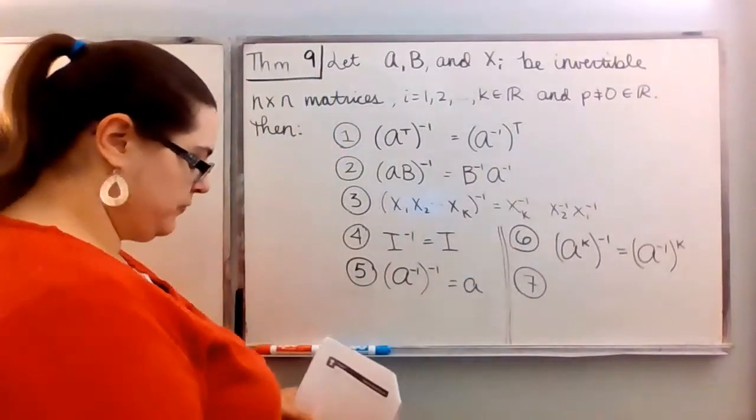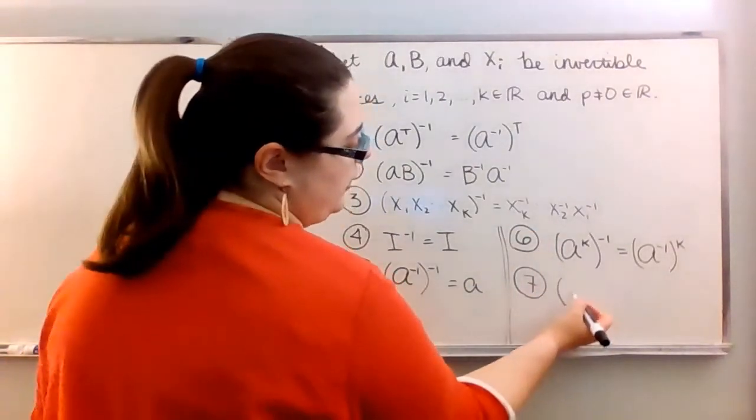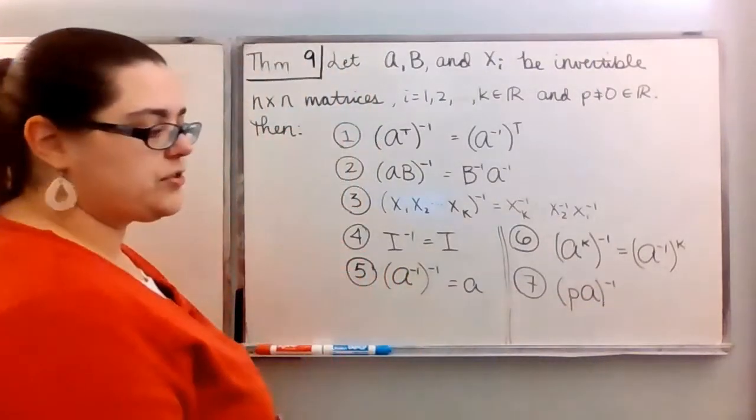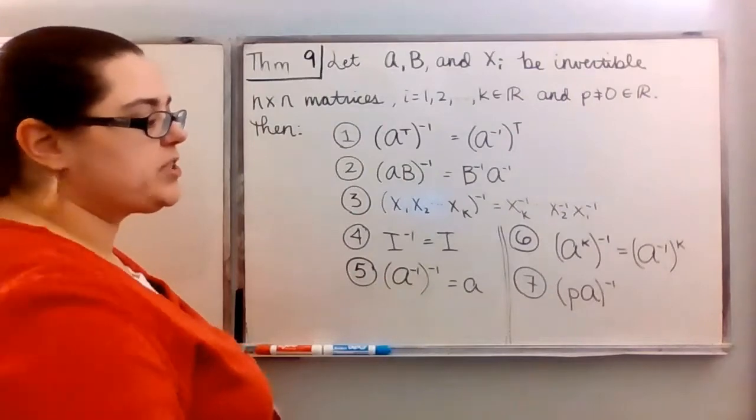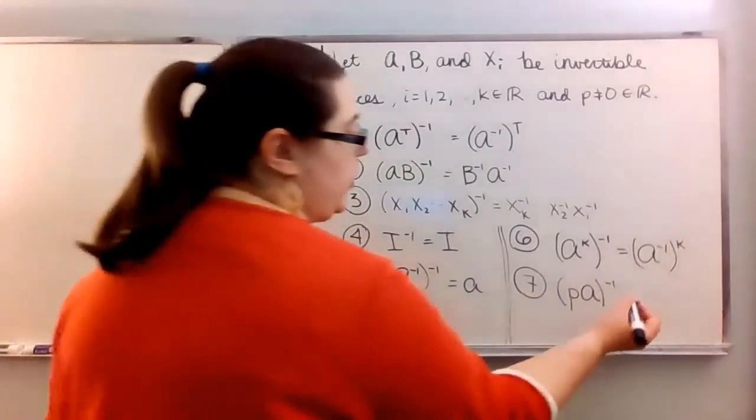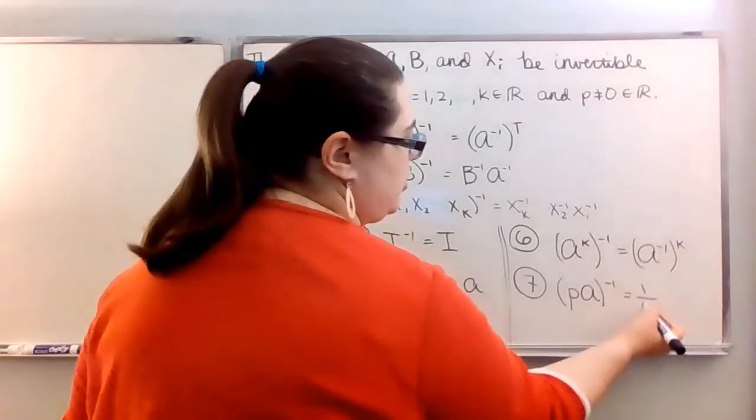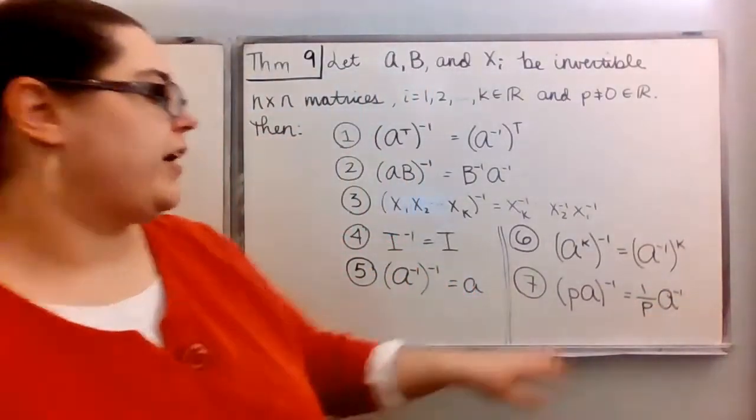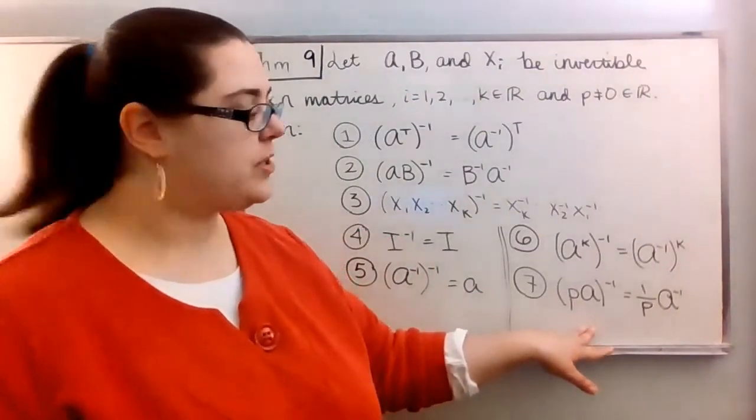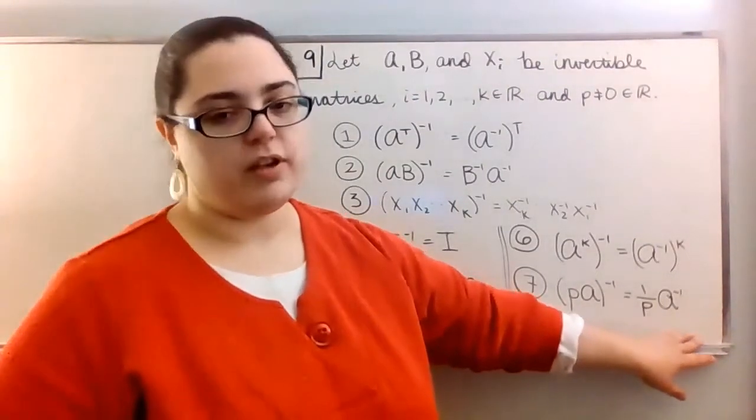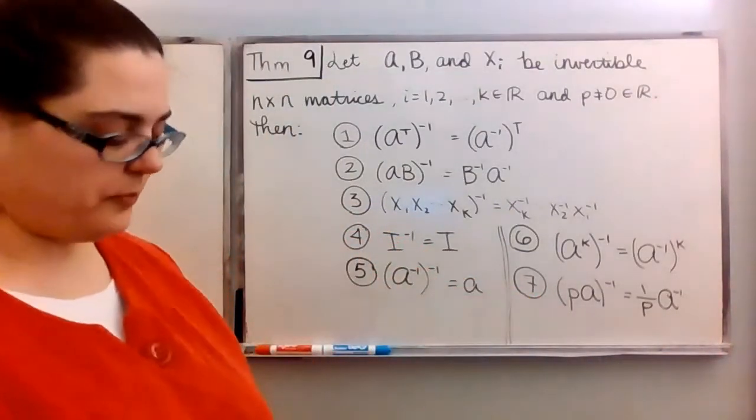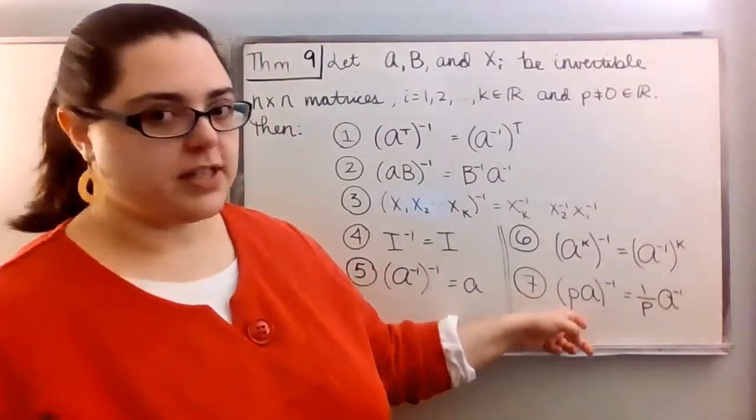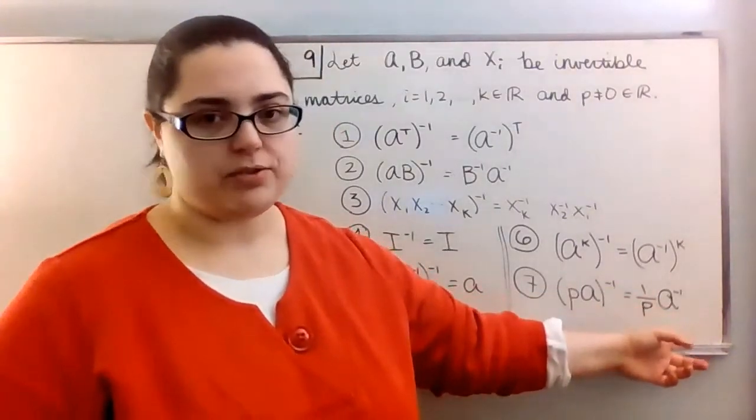And the last one, let's say I have a scalar times A, and I wish to find that inverse. So if I know that A is invertible, what's the inverse of 5A? Well, it's going to be the reciprocal of that scalar times A inverse. So if I have 5A and I want to find its inverse, it's the same as 1/5 of the inverse of A. And this makes sense, right? You're essentially taking the multiplicative inverse of the scalar times the multiplicative inverse of the matrix.